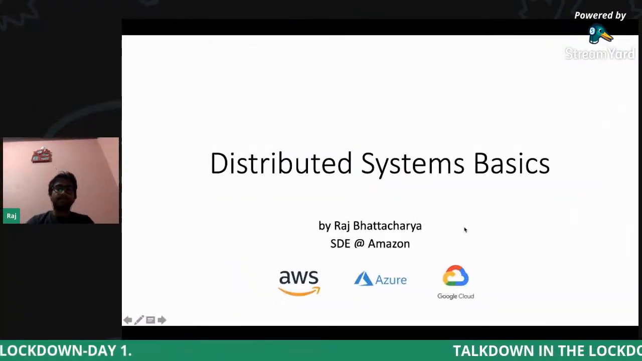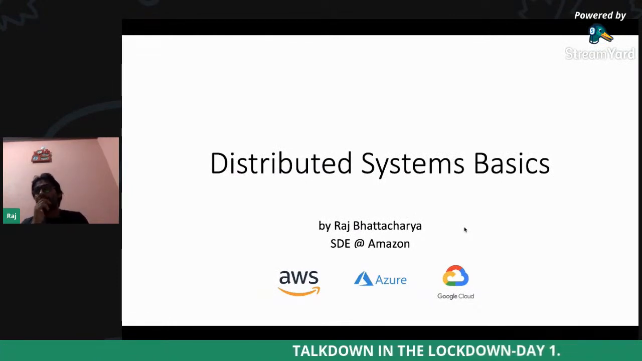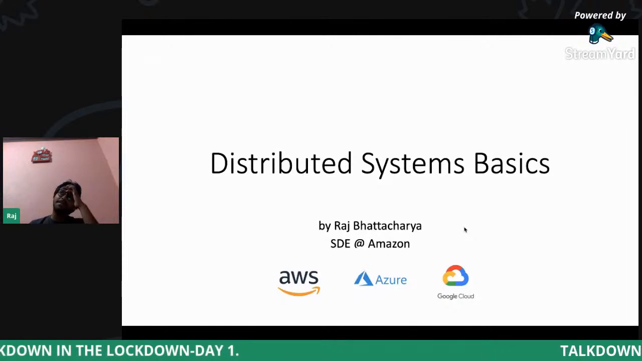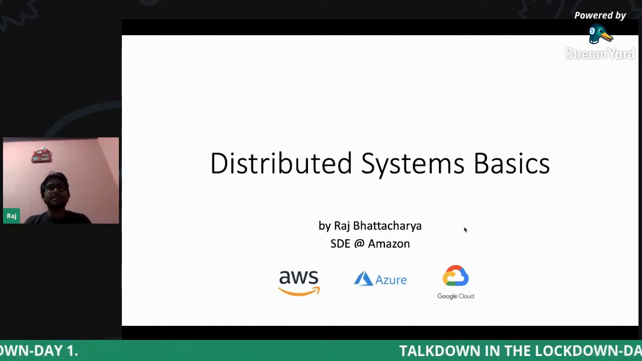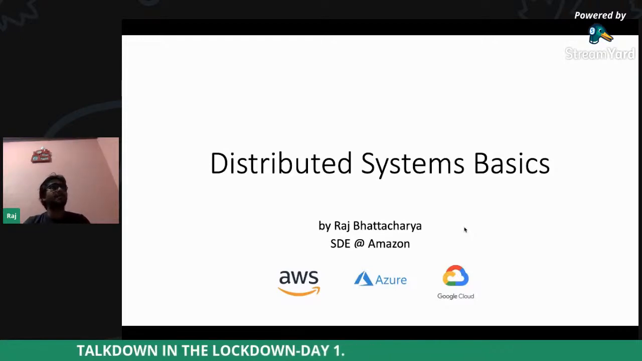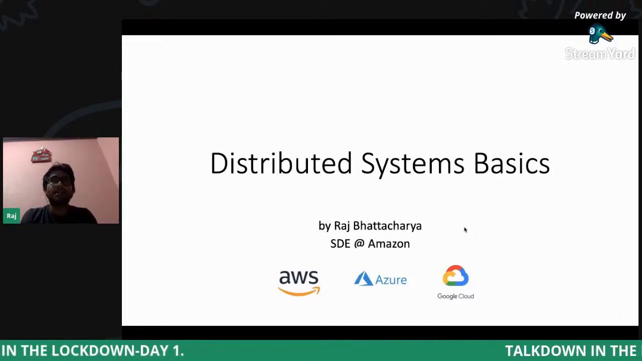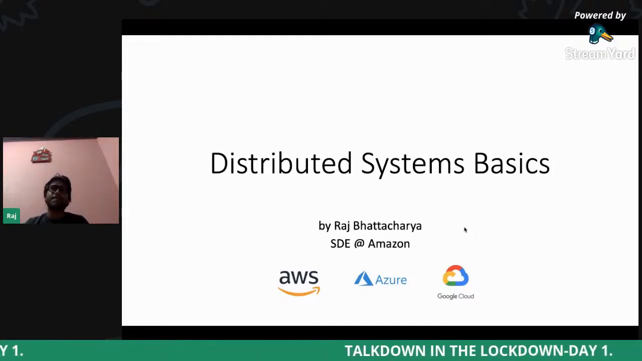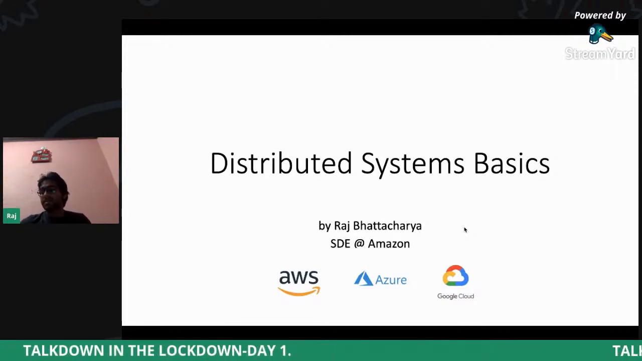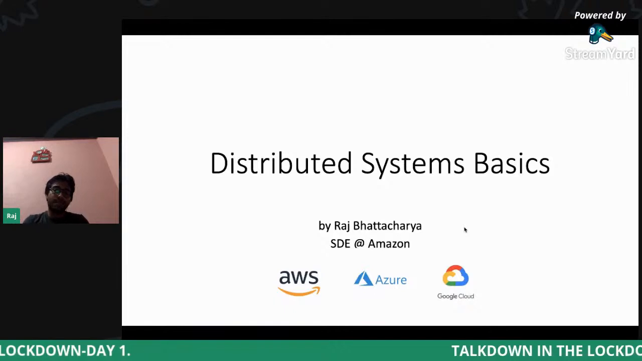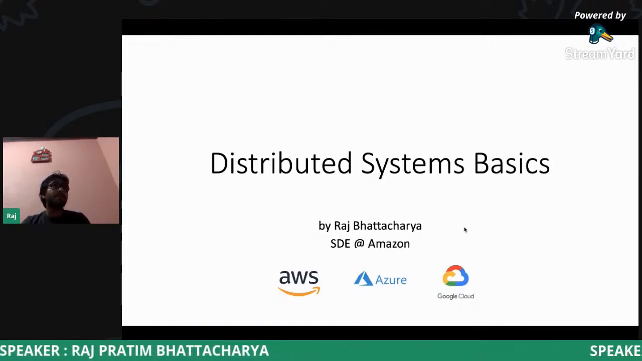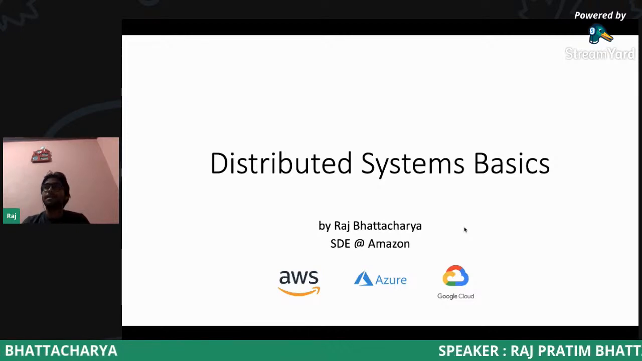So we'll begin. Today I will talk about distributed systems and basics. So a little bit about myself. My name is Raj. I work in Amazon and I've been working for a little less than a year, but I was an intern here also for 6 months, so combined it's more than 1.2 years. It's a very good experience to work here, and there is a lot of learning that I have here. So today I will try to share all my experience with you.